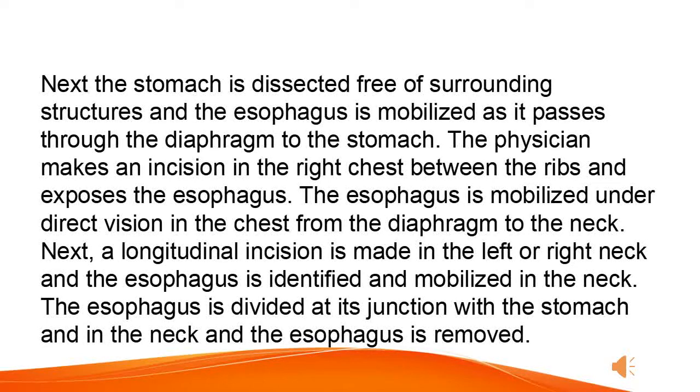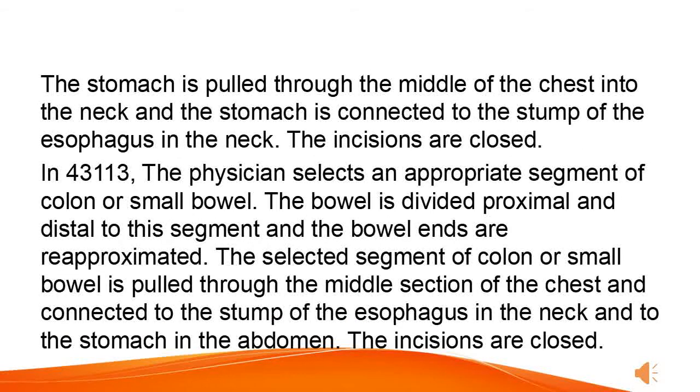Next, a longitudinal incision is made in the left or right neck and the esophagus is identified and mobilized in the neck. The esophagus is divided at its junction with the stomach and in the neck, and the esophagus is removed. The stomach is pulled through the middle of the chest into the neck and the stomach is connected to the stump of the esophagus in the neck. The incisions are closed.